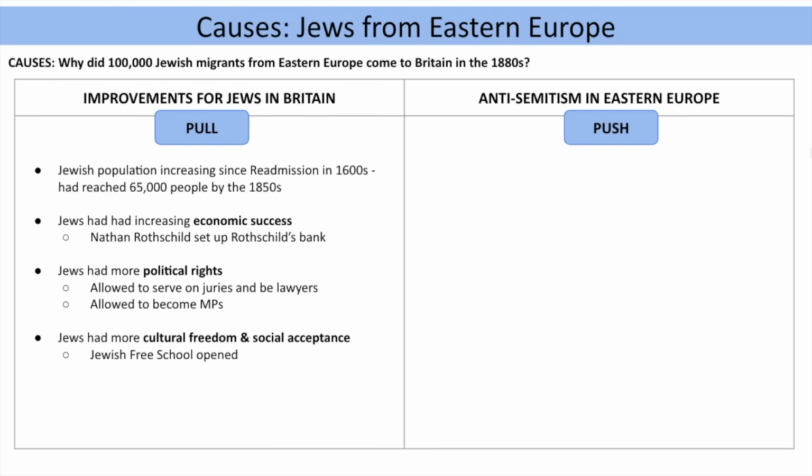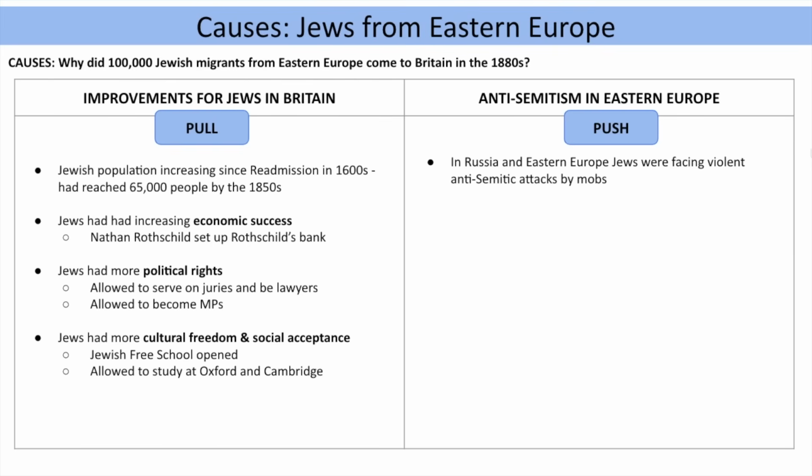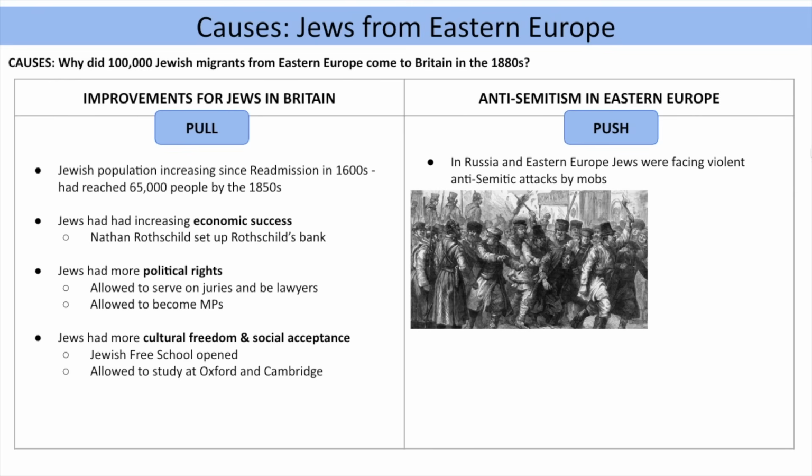So the Jewish Free School, which educated Jewish children in London, opened. They were allowed to study at the best universities, Oxford and Cambridge, which they hadn't been allowed to do before. In terms of why there's this mass migration of Jews from Eastern Europe, specifically in the 1880s, that's very easy to explain. In Russia and Eastern Europe at that time, there's this sudden increase in violent anti-Semitic attacks by mobs, and that leads to mass migration.